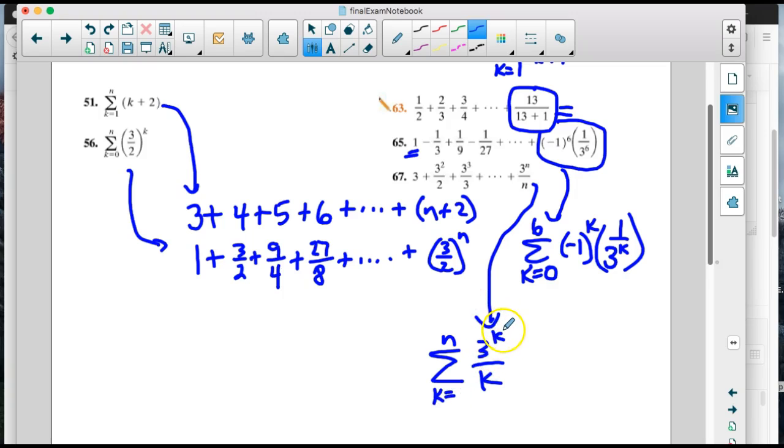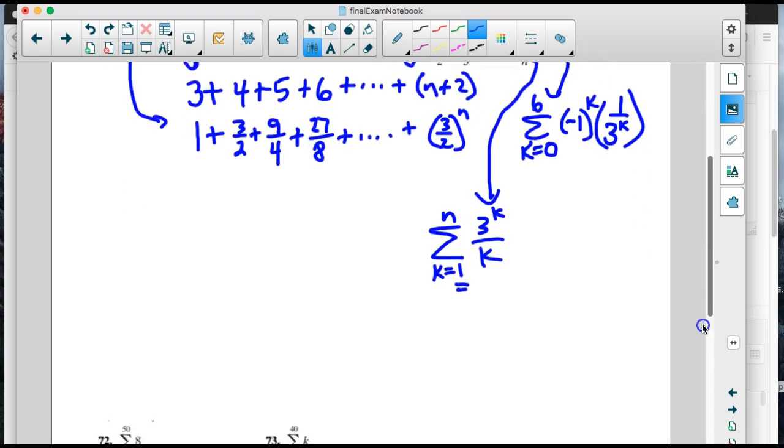So if I put 1 in here, 3 to the first is 3 over 1, which is 3. That looks like the first number in there, so we'll start at 1. We have to make sure we get this first number when we stick in this number. If not, we have to try a different number that'll give us this answer. Then this seems to work. So this is our answer for 67.